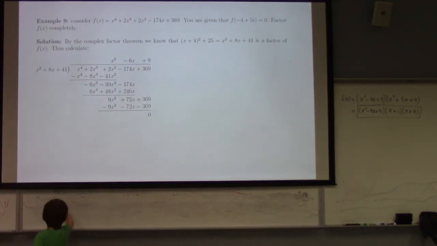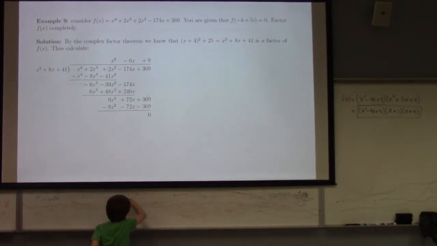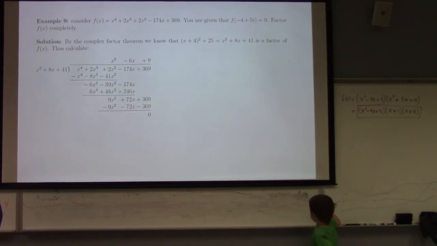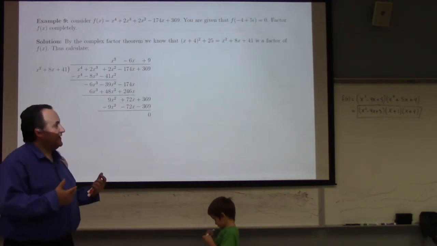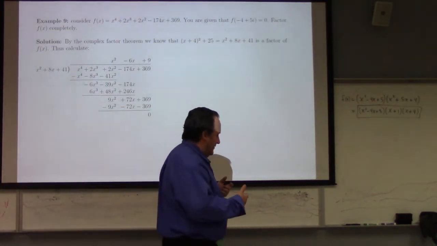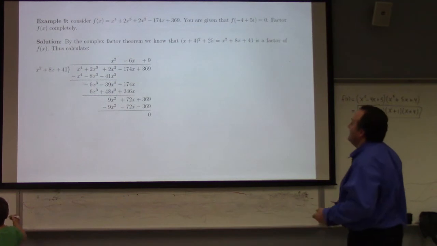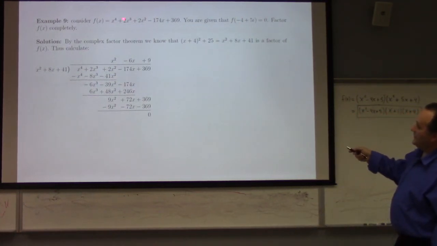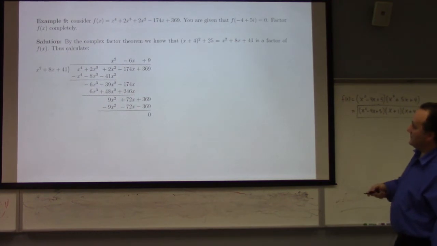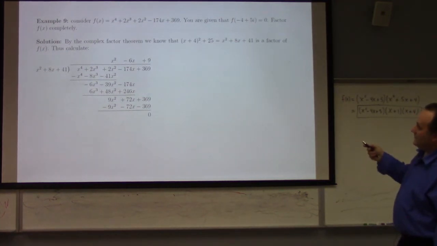Example 9. Here we have x to the fourth plus 2x cubed plus 2x squared minus 174x plus 369. I give you that f of minus 4 plus 5i is 0. Thankfully, you don't actually have to show that. That would be a pain, to plug this number into that expression and show that it works out to 0. That'd actually be a pretty tough calculation.